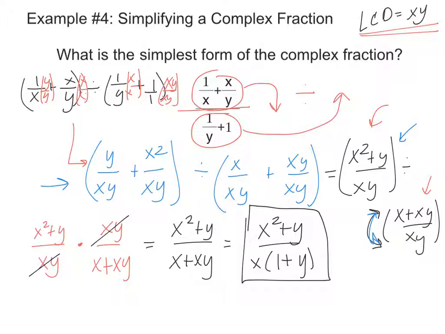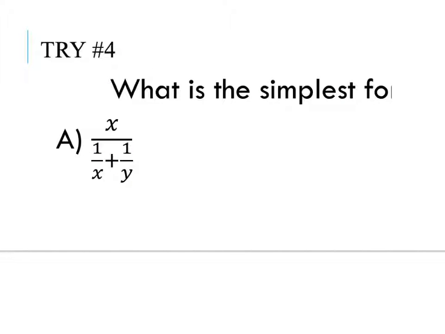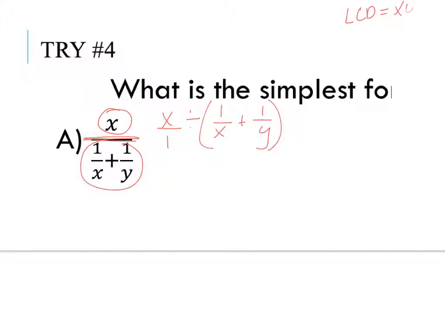So let's look at our try. Okay, we have a numerator being divided by a denominator. So this is really x divided by 1 over x plus 1 over y. Remember, I really need to put that over 1. Now if I look at this, I can still see that my least common denominator is the same. It's still xy. So I need to multiply everything by what it's missing. This first one is missing an xy for its denominator. This one is just missing a y. This one is just missing an x.